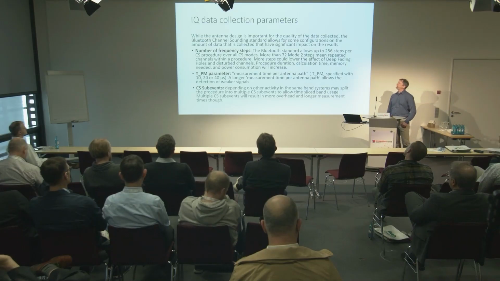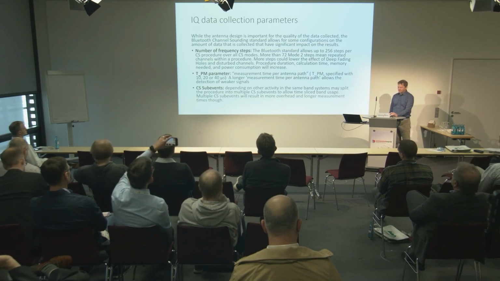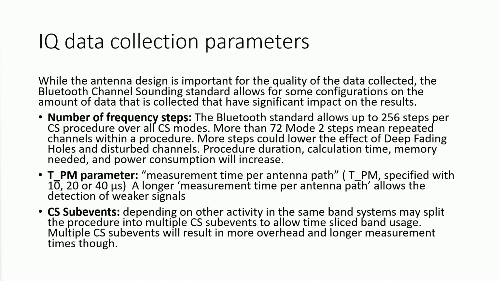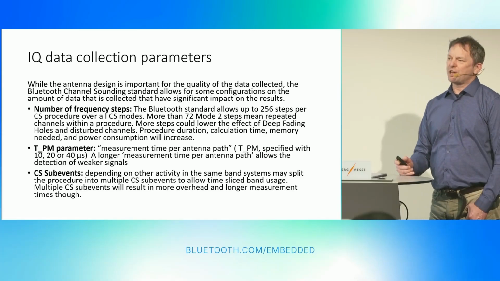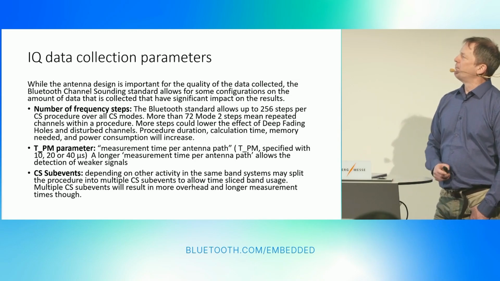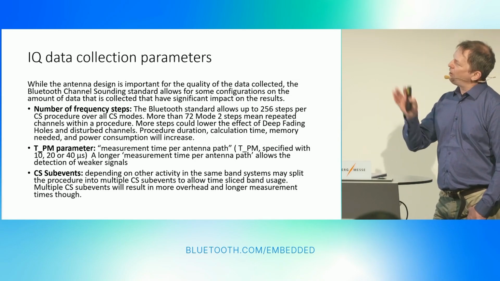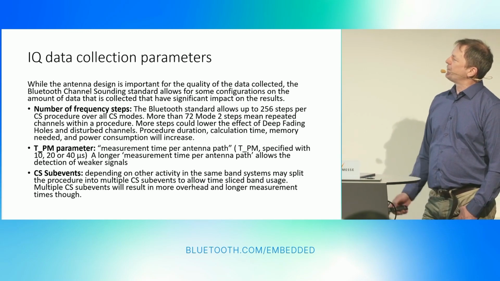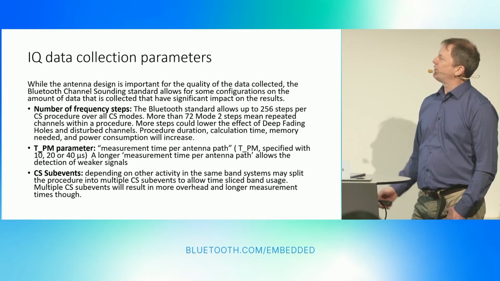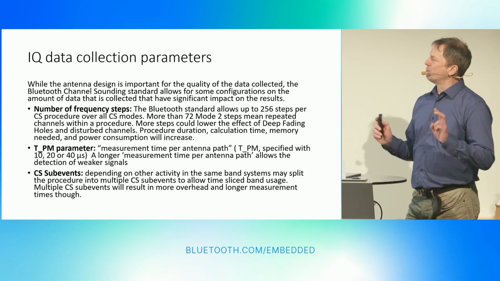Okay. And then there are the IQ data collection parameters. The IQ data collection parameters are mainly the configuration of the Bluetooth channel sounding procedure. As Charlie mentioned, you can configure the number of antenna paths, but you can also configure the number of frequency steps. So how many channels do you want to use? We have 72 channels available to do channel sounding, mode 2 or all modes on them. And if you use 72 channels, you get the best result, the best robustness.